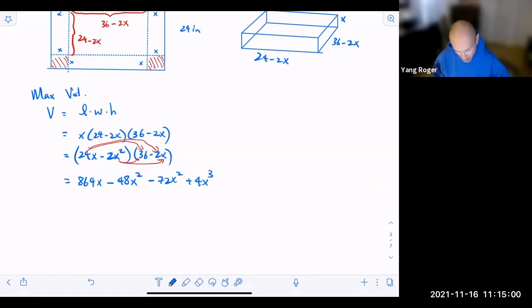Okay. So this is going to give me 864x minus 120x squared plus 4x cubed. That's our volume, V of x.